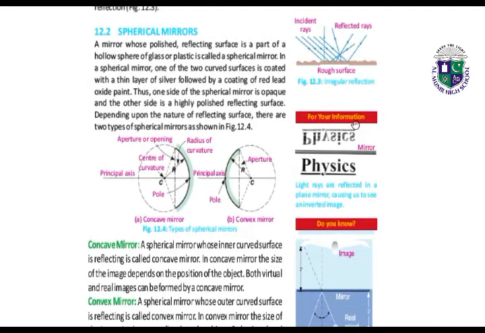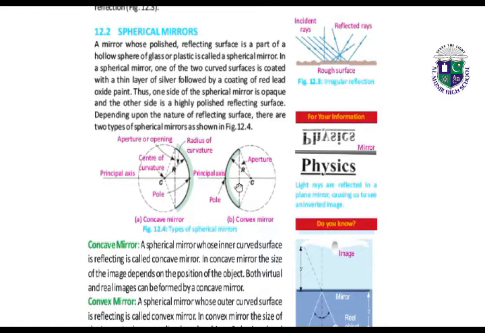Next we have the spherical mirrors. A mirror whose polished reflecting surface is a part of a hollow sphere of glass or plastic is called a spherical mirror. So it is the definition of spherical mirror. In a spherical mirror, one of the two curved surfaces is coated with a thin layer of silver followed by a coating of red lead oxide paint. Thus one side of the spherical mirror is opaque.